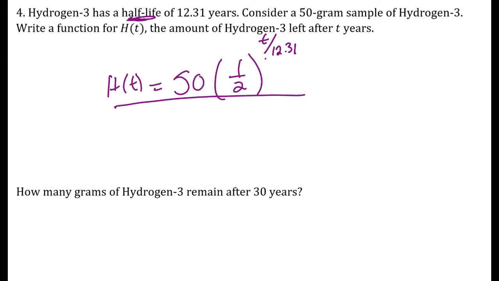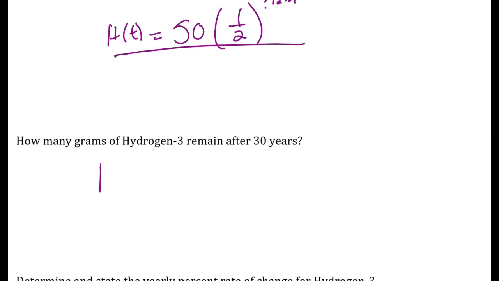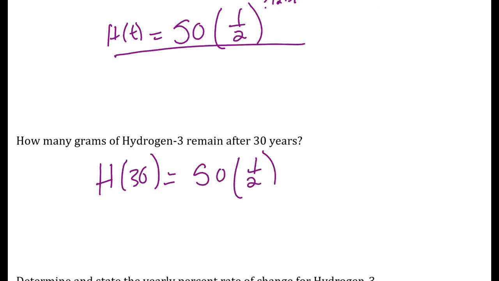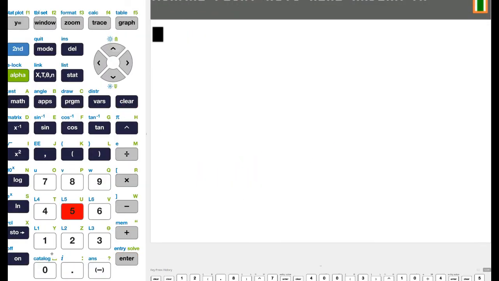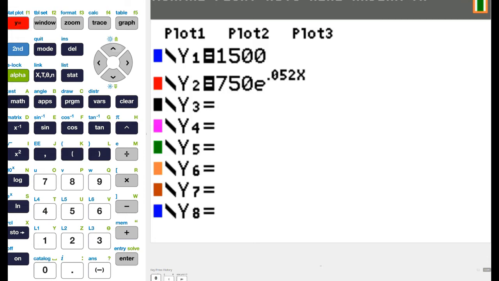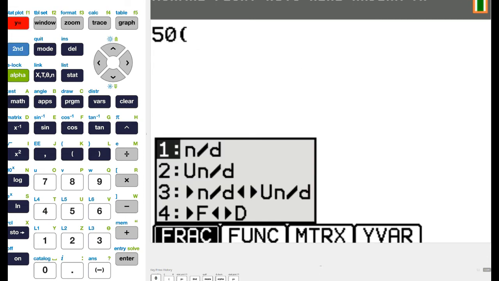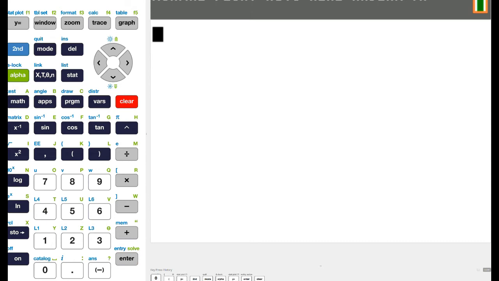How many grams of hydrogen-3 remain after 30 years? Everyone's favorite game, plug it in. Plug in 30, 1/2 to the 30 divided by 12.31. So let's go to our calculator and do 50 times, if you have a fraction button, you can use the fraction button here, alpha y equals enter, or just do 1 divided by 2. You can do it the right way, unlike I've been doing.